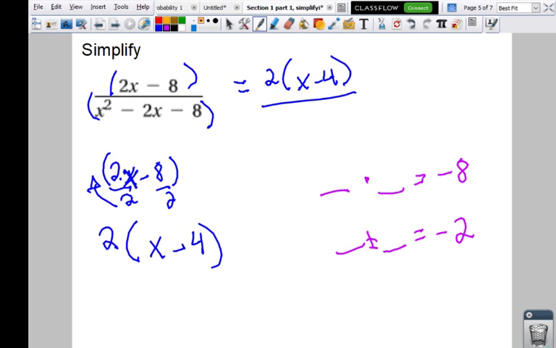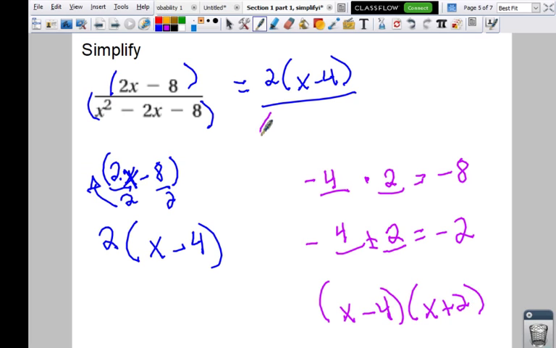Alright, what'd you say, Ruben, for your numbers? 4 times 2. Close though. Very close. One of them should be negative, because they have to multiply to be negative, right? So which one? Negative 4. Yep, negative 4. Negative 4 times 2 is negative 8. Negative 4 plus 2 is negative 2. So I'm going to factor this into x minus 4, x plus 2.